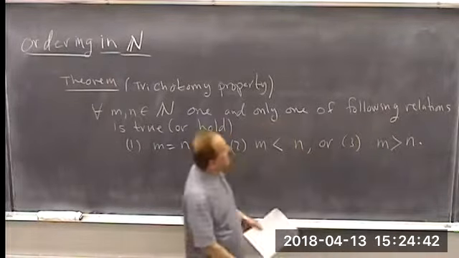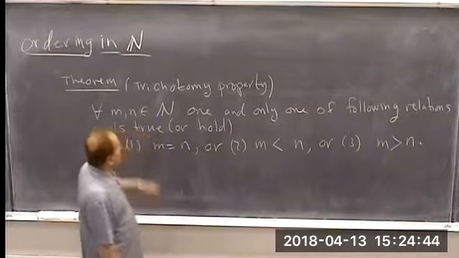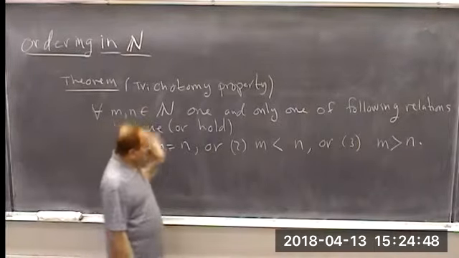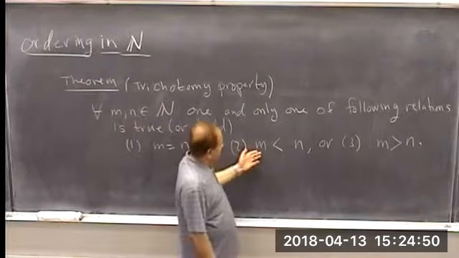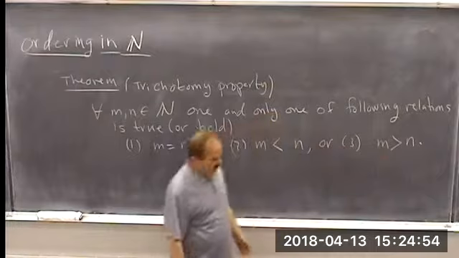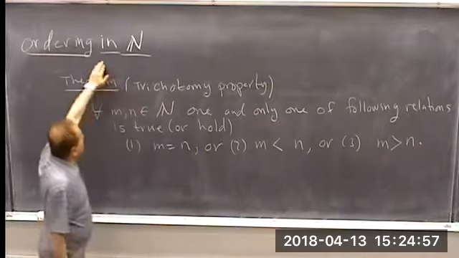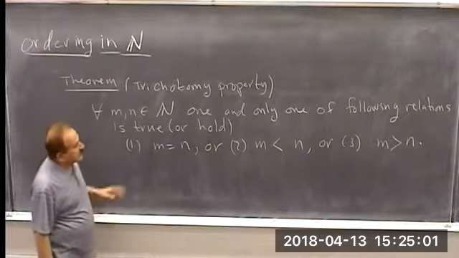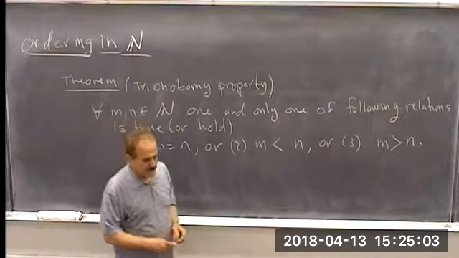So given any pair of natural numbers, either they are equal to each other, or m is smaller than n, or m is bigger than n. Okay? And this is a theorem. It's not a fact, it's a theorem which can actually be proven, but we don't want to go over the proof of this.